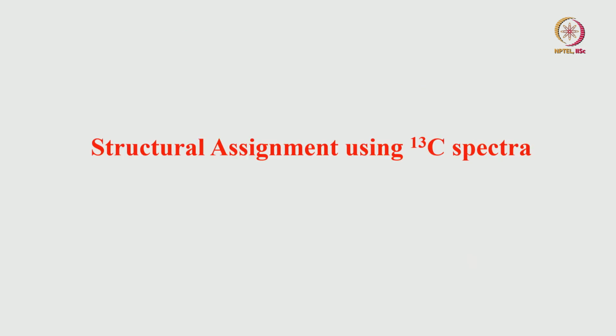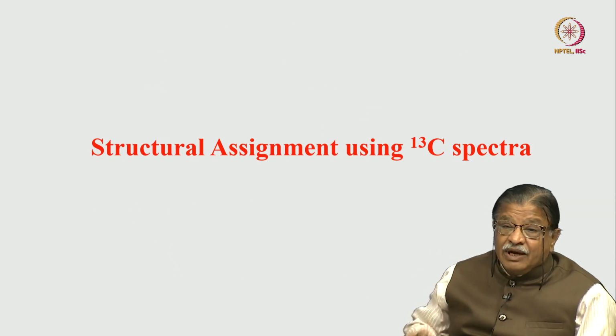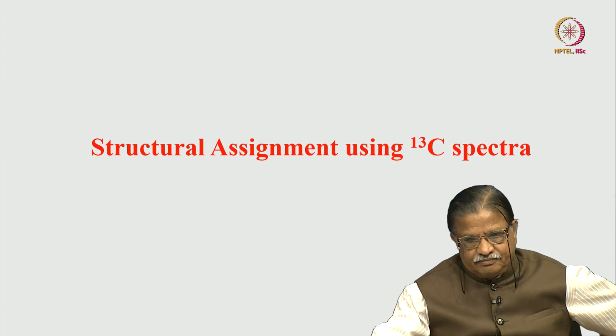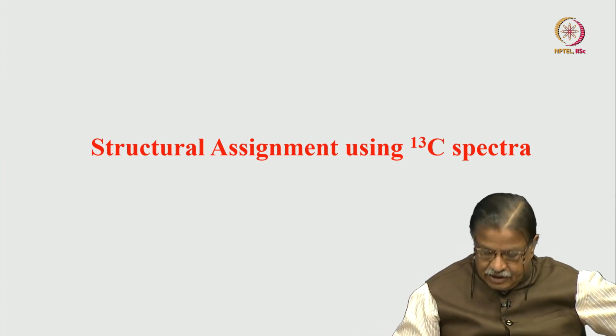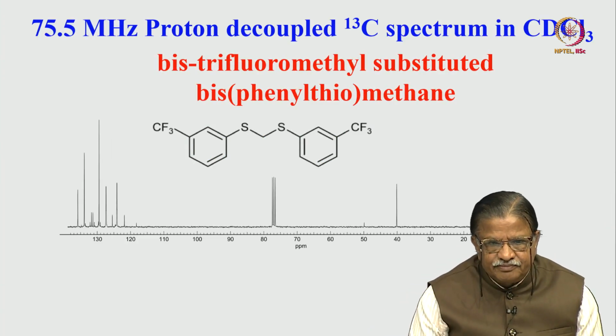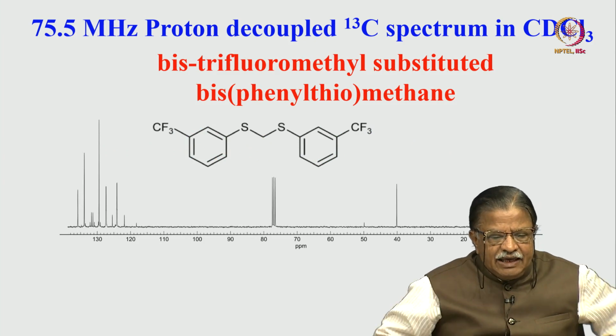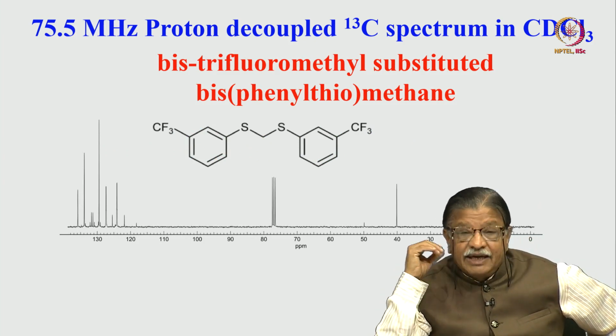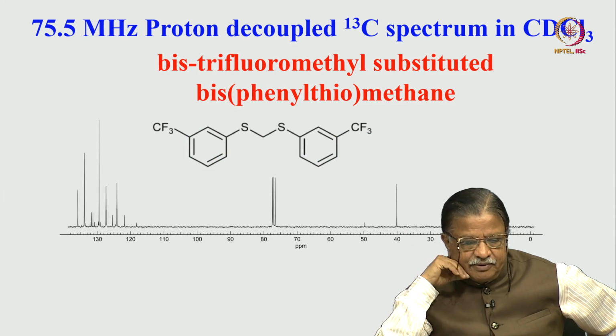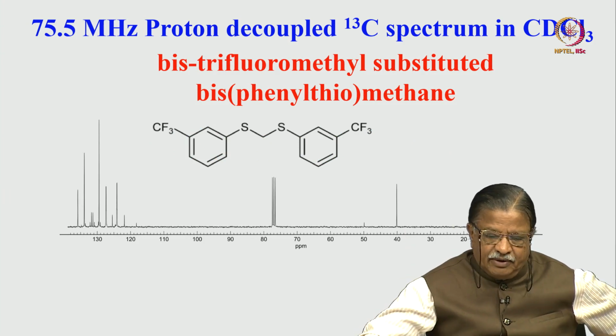Can we make use of carbon 13 NMR for the structural assignment simply without using proton NMR? At times, very easily, just looking at the carbon 13 NMR, you can arrive at the structure of the molecule. How do we do that? Let us take the example of this molecule. This is the carbon 13 NMR proton decoupled spectrum of this molecule. There is a name for this molecule.